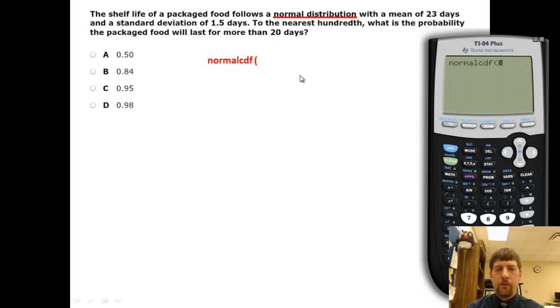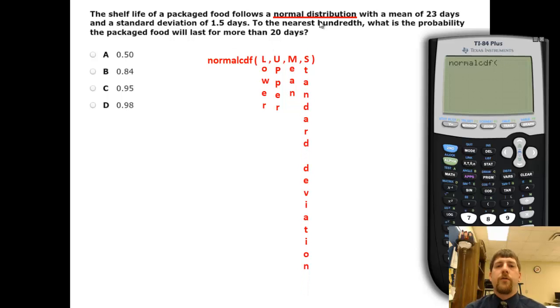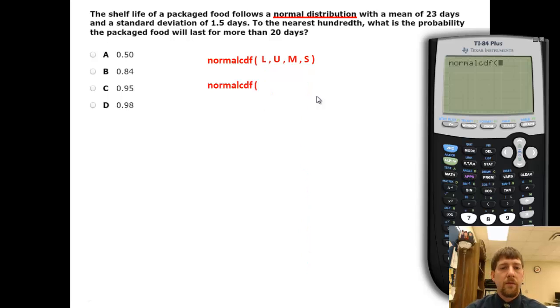Now what do I plug in there after normal CDF? I'm going to plug in LUMS. You want to remember LUMS, L-U-M-S, LUMS. And what that stands for is lower, upper, mean, and standard deviation. So from the problem, we need to identify the lower end, the upper end, the mean, and the standard deviation. The calculator will do all the percentages and probabilities after that. So let's look at what we've got.